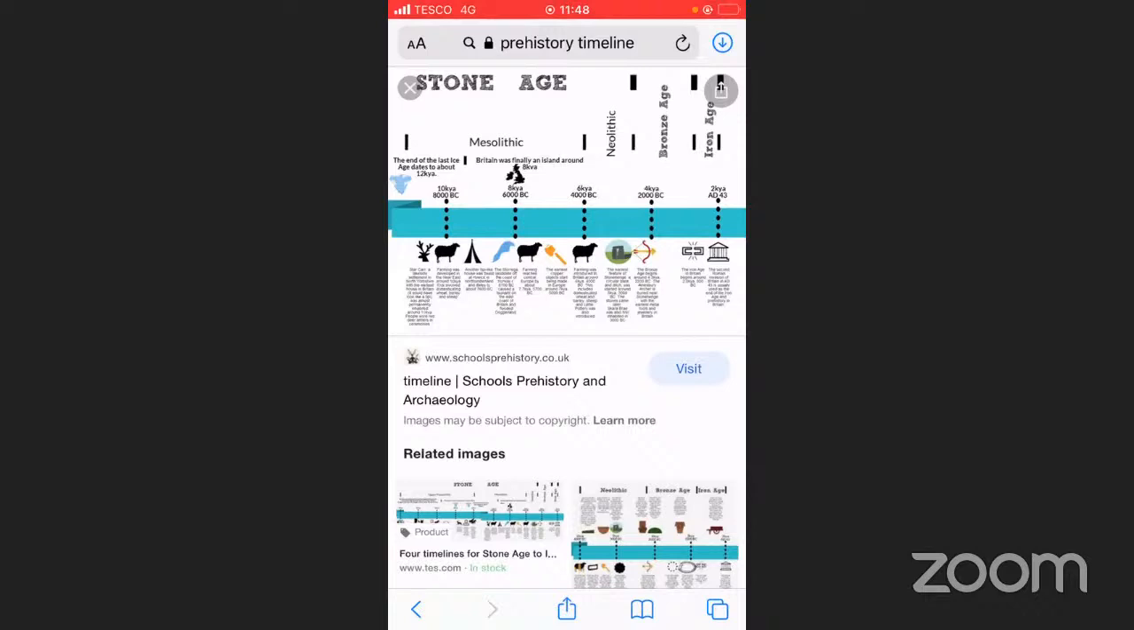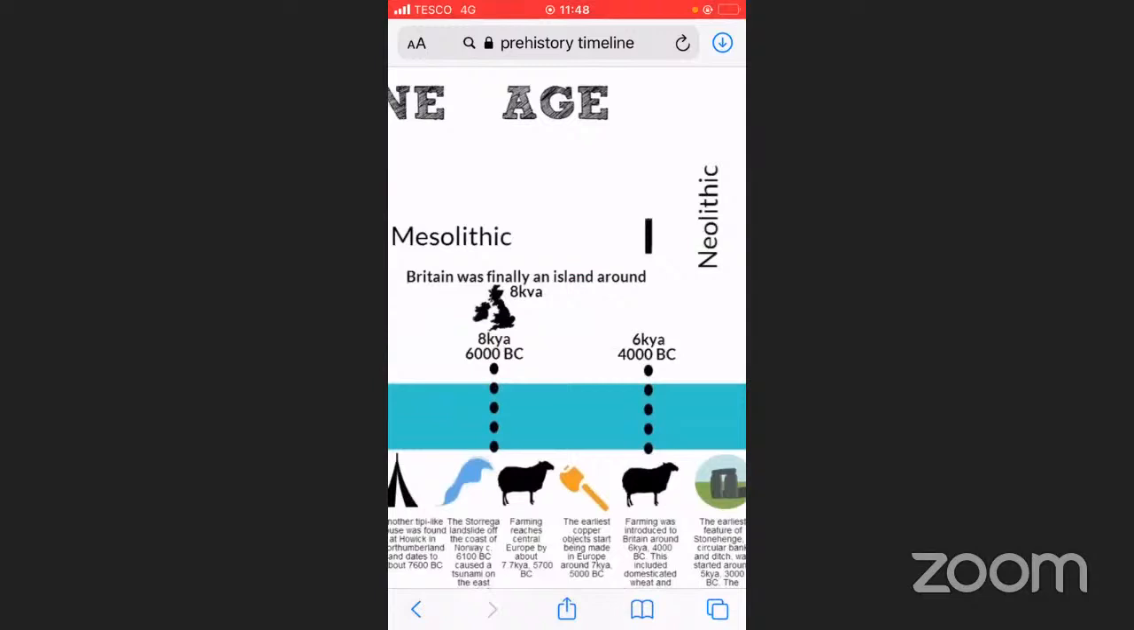And then what we're going to do is look at this period around 8,500 and 8,000 years ago, which is an absolutely massive period. You can see it on our little chart, and it says Britain was finally an island around 8,000 years ago. Finally, we get rid of Europe for the first time, and we become an independent island. You can see the political connotations there, just to wind Cathy up. And the main thing is this period changes everything, because we're now into an isolation period.